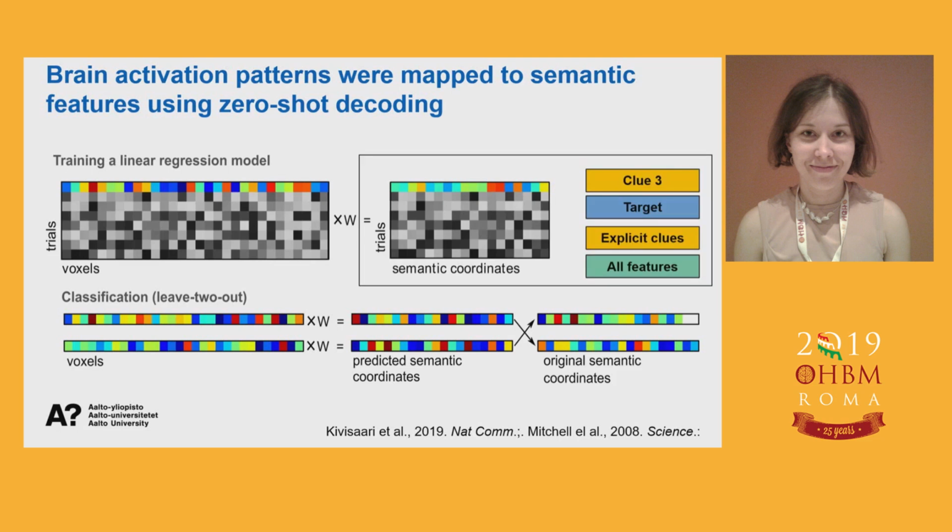We ran these analyses separately for different models. So we used the word2vec coordinates for the clue 3 word, for the target word, for the explicit clues that we presented, and for all possible features.